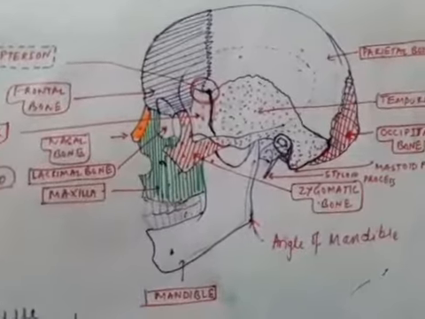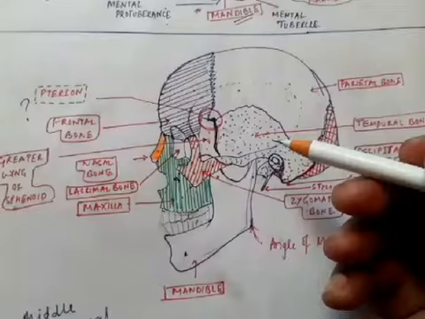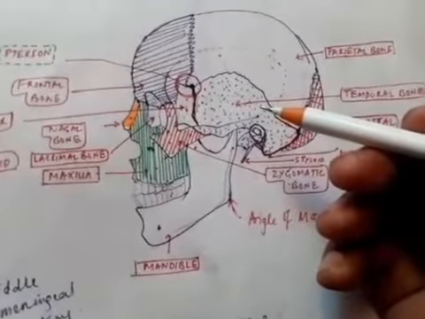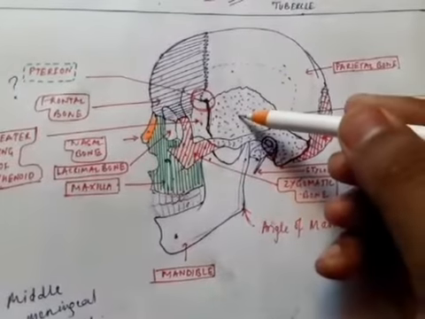At last we will see here an articulation across the lower part of lateral portion of calvaria, and it is between temporal bone and occipital bone at the occipitomastoid suture.